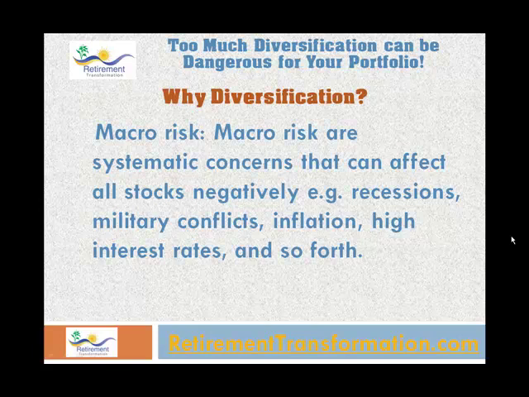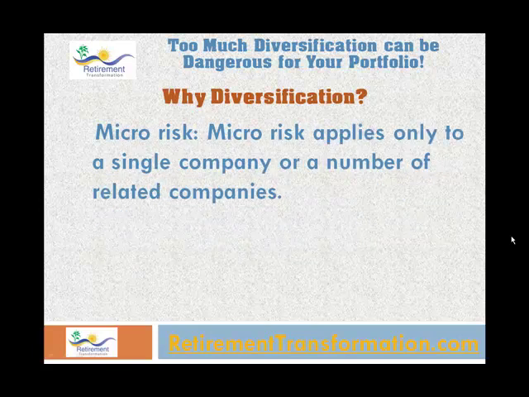Everybody gets impacted. Now the micro risk is something which applies only to a single company or a number of related companies. So it could be a very specific area. Let's say suddenly you see that gold stocks go down because the currency is strong and nobody is buying gold. And then when currencies are weak, gold stocks start going up because everybody wants to buy gold to protect themselves against the weaker currencies. So it's a very specific segment, a very specific market, and in some cases just one company could be impacted because of something happening in their own area, in their own sandbox. So that's the micro risk.